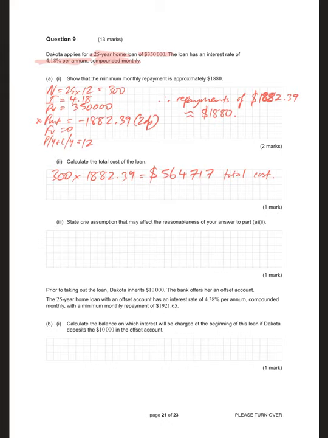State one assumption that may affect the reasonableness of your answer to part A1. Assumed the interest rate stays the same, so your payments don't change. Assumed Dakota maintains her repayments.